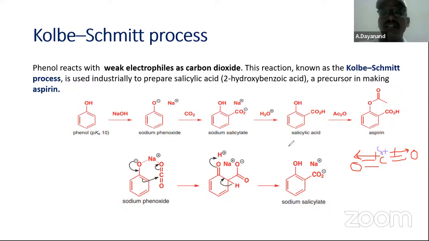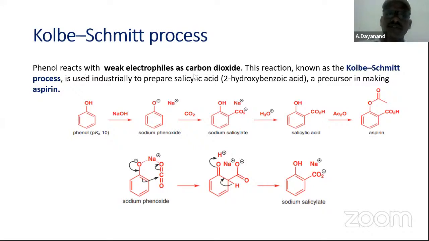CO2 and sodium salicylate, salicylic acid, are important in the preparation of aspirin. The sodium phenoxide is formed. Phenoxide is more stable than phenol, we know that. This sodium phenoxide is going to attack the electrophilic carbon, and a carboxylate sigma complex is formed, which rearranges, or deprotonates, to give salicylic acid or sodium salicylate. That is about it. This reaction is called the Kolbe-Schmitt reaction.